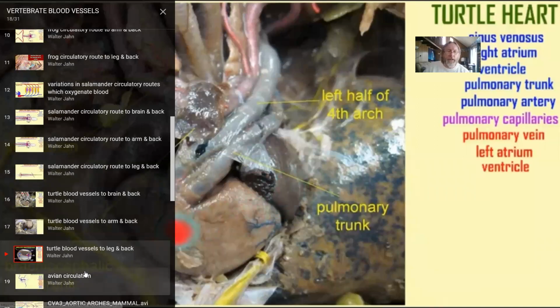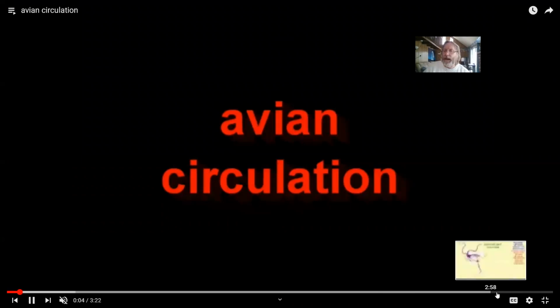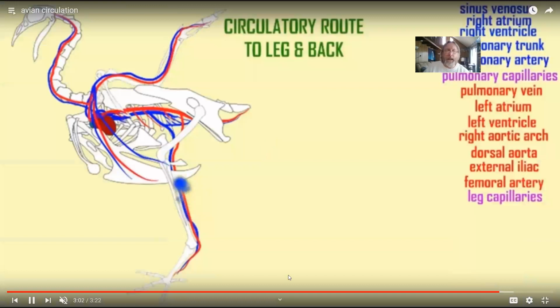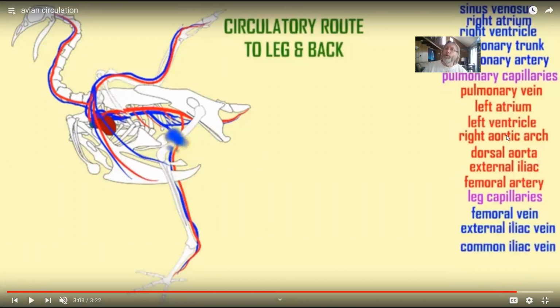Avian circulation. Very quickly, once again, the birds have the advantage of completely separating the oxygenated and deoxygenated blood in their ventricles because of the complete split. While in mammals, the only aortic arch kept is at the left side, the left arch, whereas in birds it's on the right. That then forms a dorsal aorta, which then in the region of the hip and the ilium forms an external iliac artery to a femoral artery.